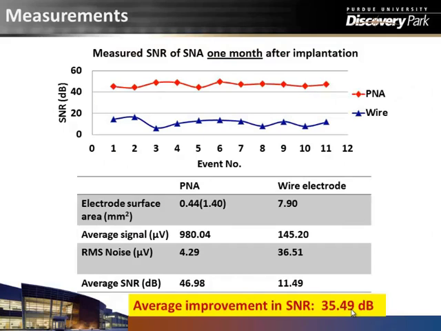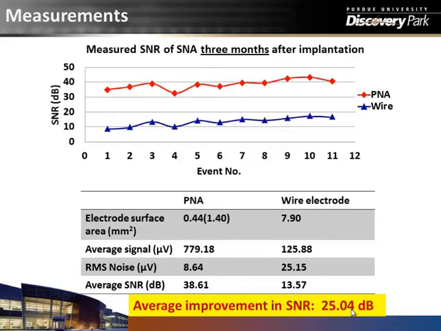We measured SNR of the sympathetic nerve activity 1 month after implantation, so 11 different data points. Just for comparison, our electrode had a footprint of 0.44 millimeters squared. The wire electrode was much larger, about 8 millimeters squared. The average signal, we are much stronger, 980 microvolts compared to 145 microvolts. Noise, we are lower, 4.29 microvolts compared to 36.5. Resultingly, our signal-to-noise ratio is much better than what a wire electrode would offer you, about 47 to 11.5. So the average improvement over these 11 events is about 35.5 decibels, which is quite good.